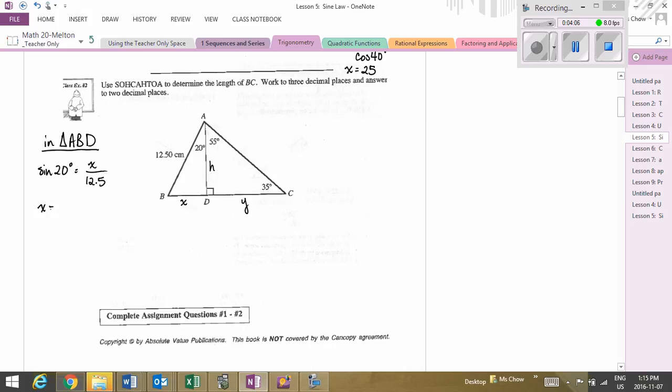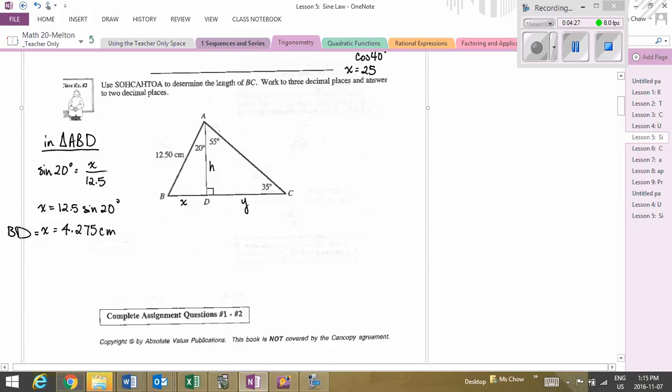So x is equal to 12.5 times the sine of 20 degrees. That tells me that x is 4.275 centimeters, and x is also the length of BD. But in order to go into the other right triangle, triangle ADC, I don't have any lengths. However, I can find the height of triangle ABD, and that is also going to be the height of triangle ADC. Because I've got length x, I could use the Pythagorean theorem.